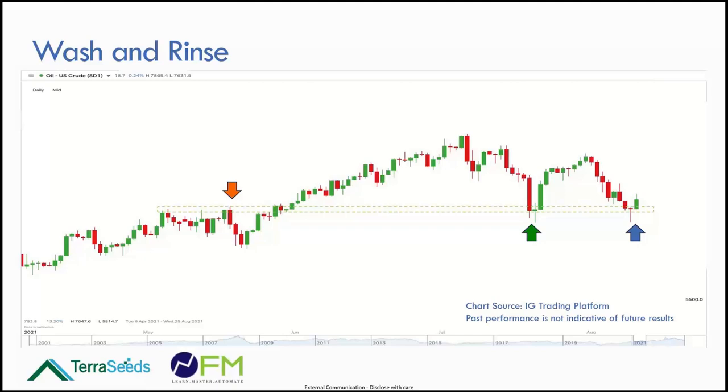Because we can draw a line crossing a resistance to a support, and that becomes a theory where if it was previously proven as a support, we will assume that the support will remain. Okay, so that's the assumption here, all right? So if this is true, then let me ask you one question for those who are experienced in it. At the blue color arrow, what would you do? Would you more likely buy or would you more likely sell?